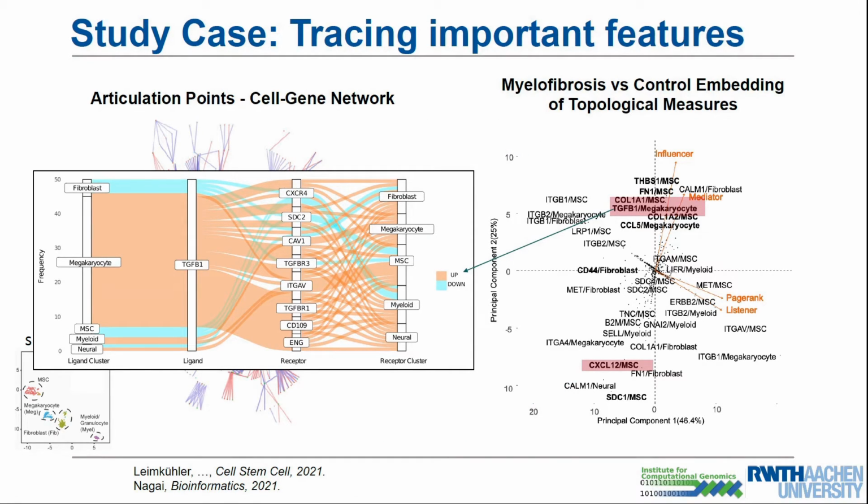We also allow the user to go deep on each of those interactions. In this case, if we look at the TGF-beta 1, here we have most of the TGF-beta 1 interactions, and we do see that the interactions that come from megakaryocytes are always upregulated, but we have some downregulation looking at the MSCs, neural cells, and fibroblasts. And the idea here is just to provide the user a small list about the selected nodes.